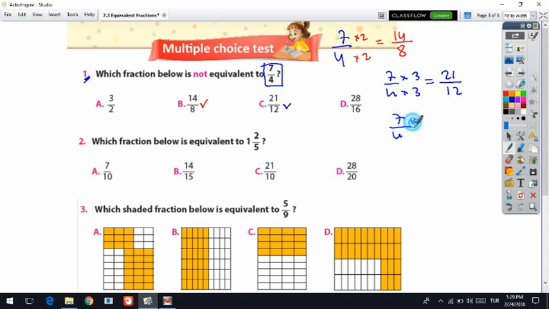Next one, 7 over 4 times 4: 7 times 4, 4 times 4 is equal to 28 over 16. Do you have any fraction like 28 over 16? Yes. Just one option is left, that is A, because 3 over 2 is not equivalent to 7 over 4. Okay, now let's continue.